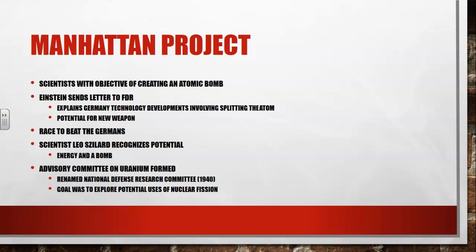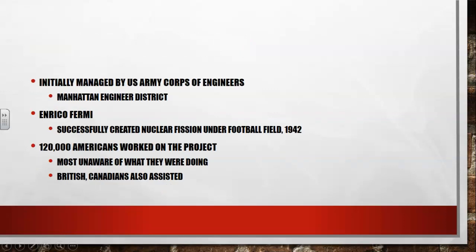Now, we're going to get the Advisory Committee on Uranium, which is going to be renamed the National Defense Research Committee in 1940. The goal of this was to explore the potential uses of nuclear fission. So what can we do with this? Can we use this for creating energy? And better yet, in time of war, can we use this for a bomb? This is initially going to be managed by the U.S. Army Corps of Engineers from the Manhattan Engineer District, hence the name, the Manhattan Project. We're going to get Enrico Fermi, an Italian man who's going to be the first to successfully create nuclear fission. He's going to do this under a football field, I believe it was in New Jersey, in 1942.